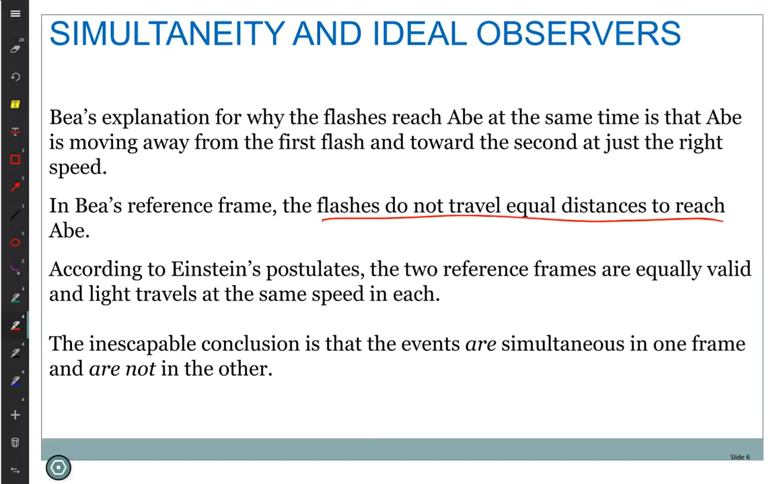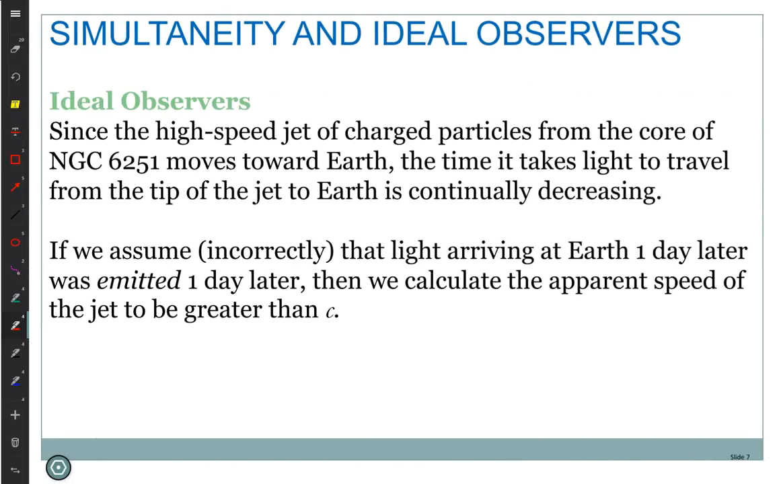So what do we do? Here is an example of just regular physics. This is not a relativity calculation yet. It's regular physics, classical physics. You have a high-speed jet of charged particles coming from the core of NGC 6251.